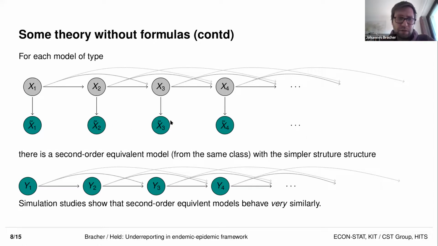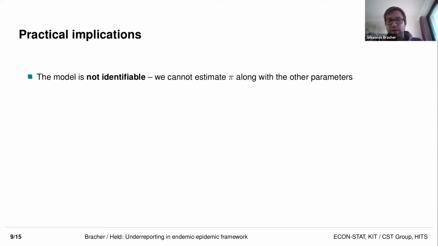So putting it this way, for each model of this more complicated structure, there's actually a simpler model of this form that behaves almost exactly the same way. So what does that mean in practice? That means that the model is over-parameterized, that you can't identify it. And in particular, you cannot estimate the reporting probability just from the observed data that you have.